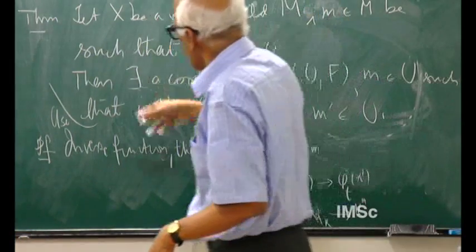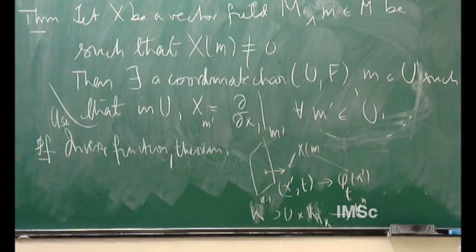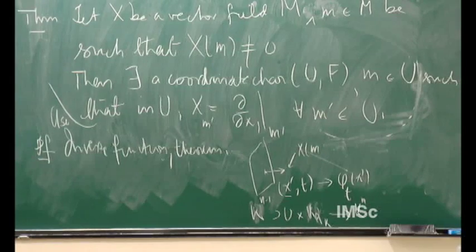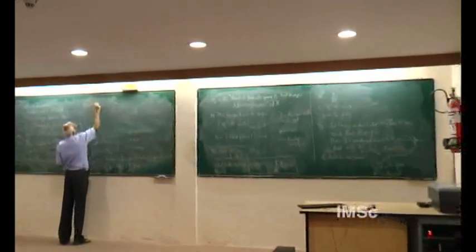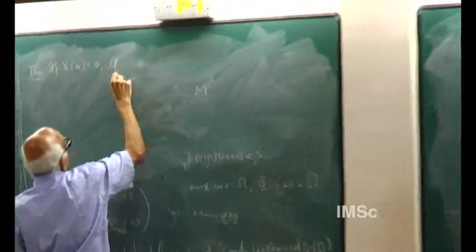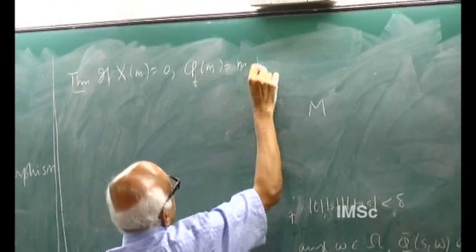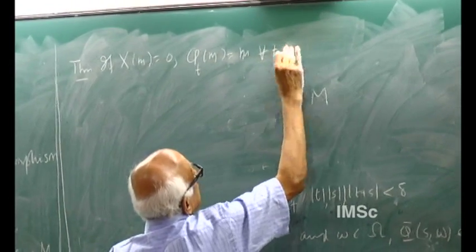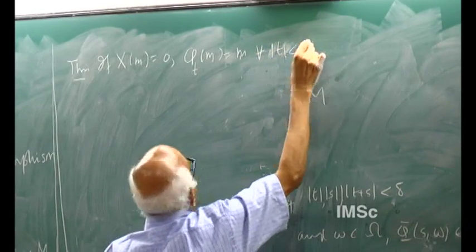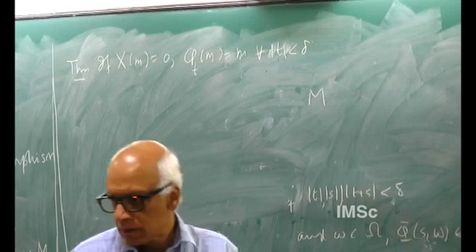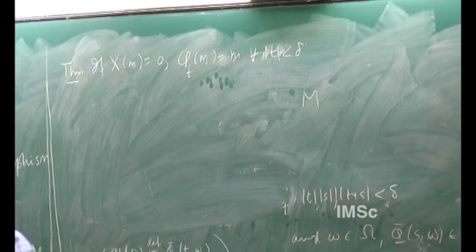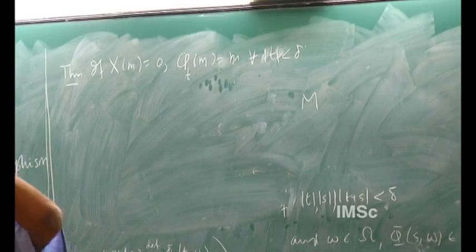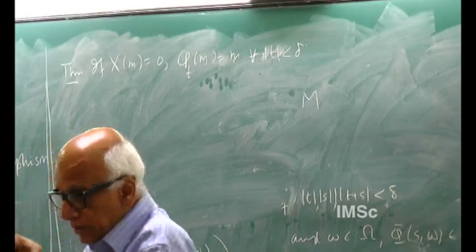So anyway, this theorem is interesting. Let me also make another statement which is interesting, which again I'll leave the proof to you, but I can call it a theorem again. If x_m is 0, then phi_t of m equals m for all t. So it remains always, it fixes the point. Every element of the one-parameter group fixes the point m if the vector field is 0 at that point. If it's a fixed point, it's clear, that's what's happening.